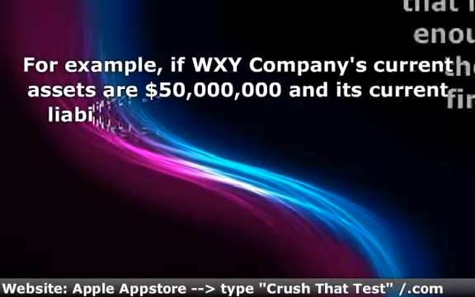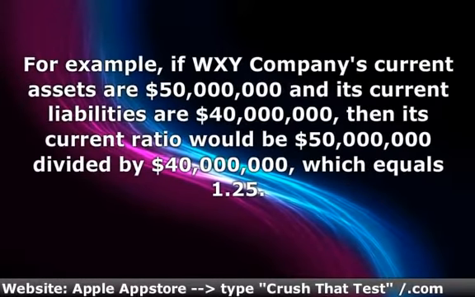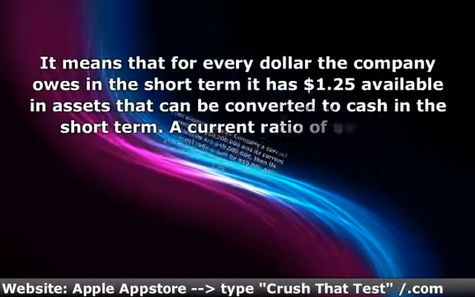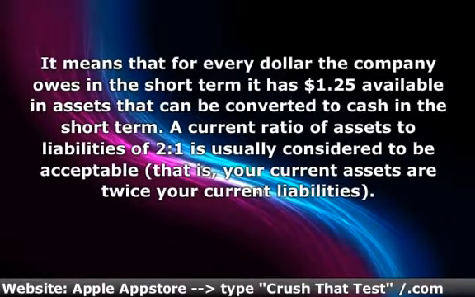For example, if WXY Company's current assets are $50 million and its current liabilities are $40 million, then its current ratio would be $50 million divided by $40 million, which equals 1.25. It means that for every dollar the company owes in the short term, it has $1.25 available in assets that can be converted to cash in the short term.